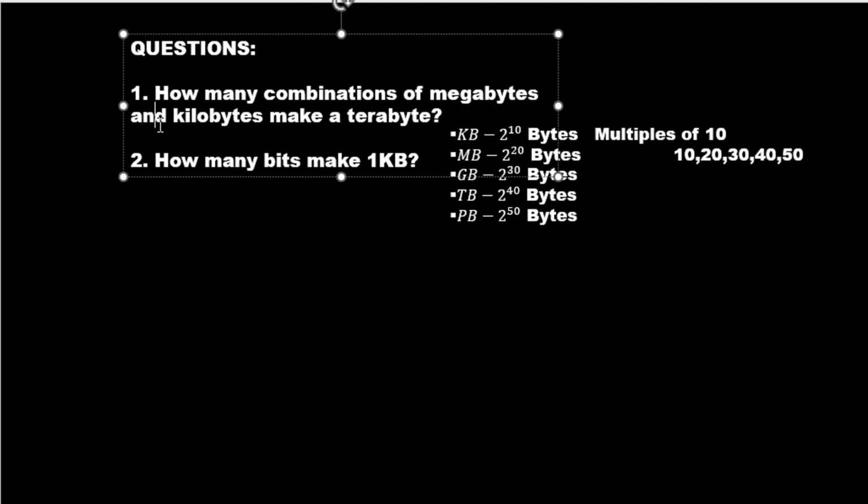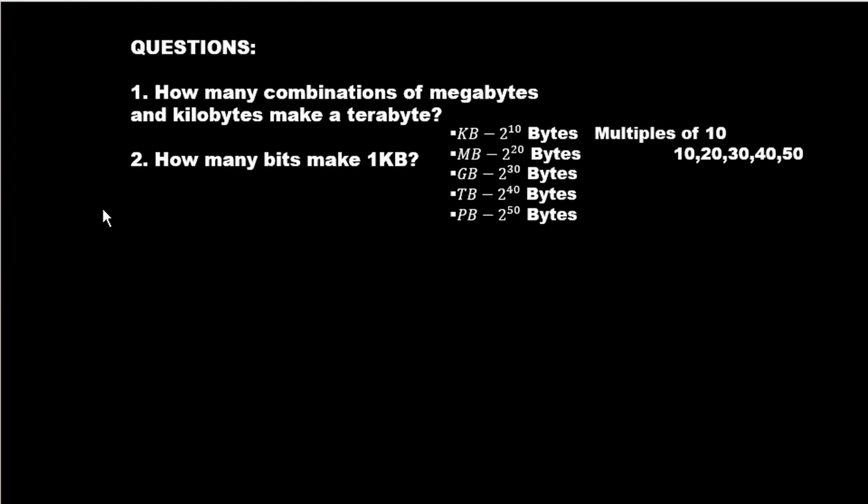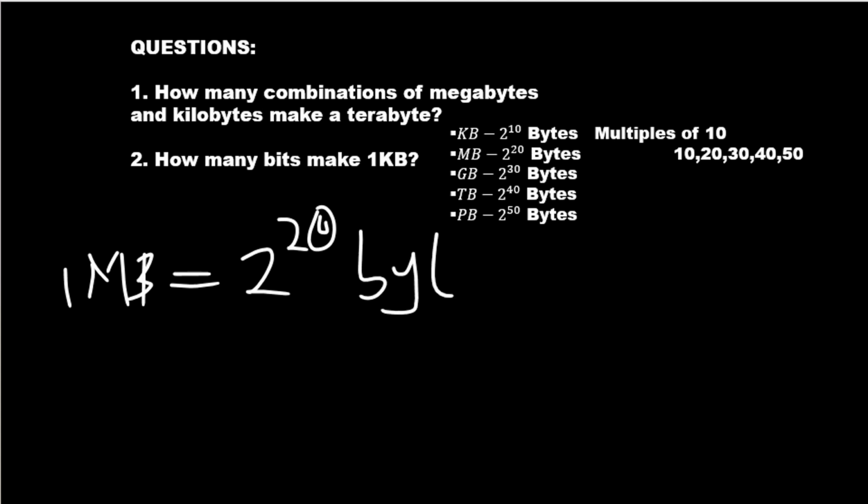When we check, we see that a kilobyte is 2 to the power 10, whilst a terabyte is 2 to the power 40. Now, a megabyte is 2 to the power 20. This means that 2 megabytes is going to give us a terabyte, but that's not what we are looking for. So we have 1 megabyte giving us 2 to the power 20 bytes. Now a kilobyte: 1 kilobyte is equal to 2 to the power 10 bytes.